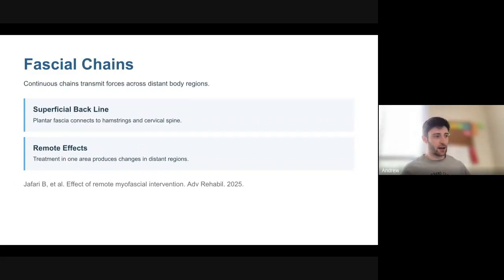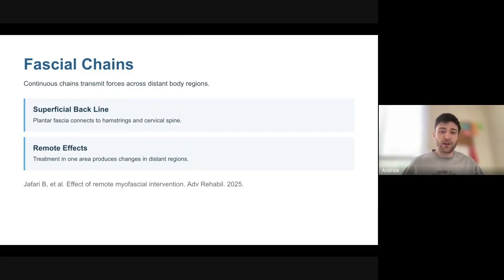There are fascial chains. These are continuous chains, if you want to think about a series of connective tissues that run from one area all the way up to there. So they can have a distant effect. One really good example is the sole of your foot. There's something called the plantar fascia that connects to the hamstrings, which connect up into the low back, which connect up through the mid back, which connect all the way up into the cervical spine. So literally from the soles of your feet to the back of your head, you have one continuous interconnected fascia chain that is all talking to each other.